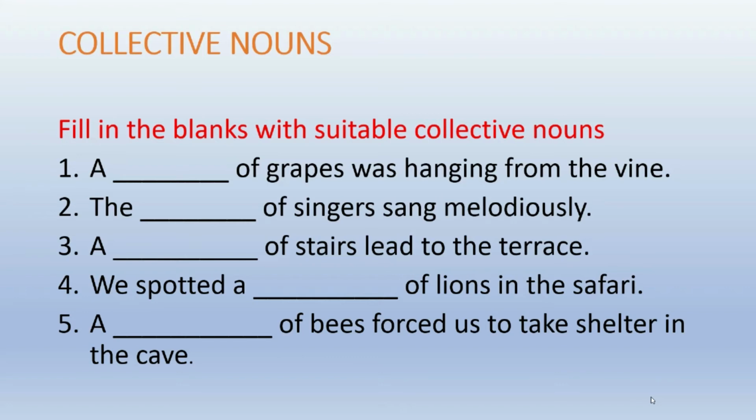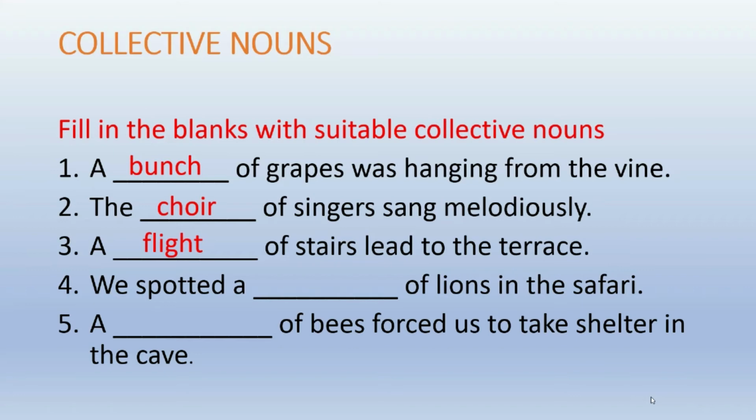A bunch of grapes was hanging from the vine. So if many grapes are there, what do you say? A bunch of grapes. A choir of singers sang melodiously. Now here, if a group of singers are there, what kind of collective noun do you use? A choir of singers. A flight of stairs led to the terrace. So the collective noun for stairs is flight.